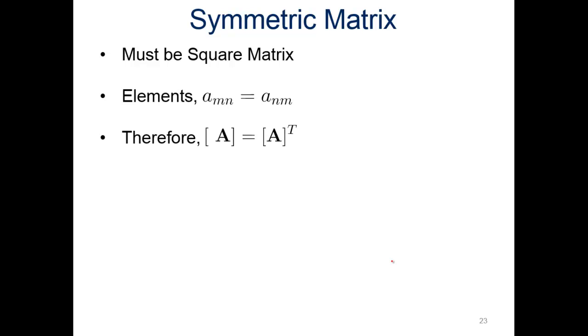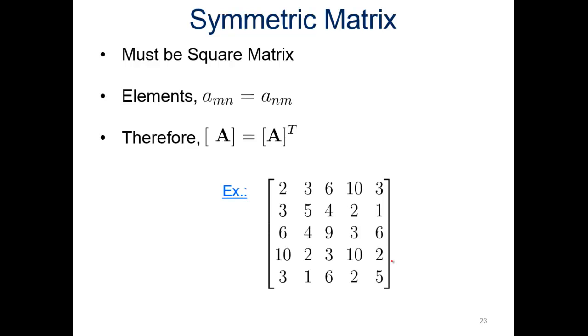All right. Symmetric matrices. A symmetric matrix can only occur if you have a square matrix. The elements are just swapped, where the A element at position M N is equal to the A element at position N M. And therefore A is equal to the transpose of A. So here's an example that will hopefully clear things up.